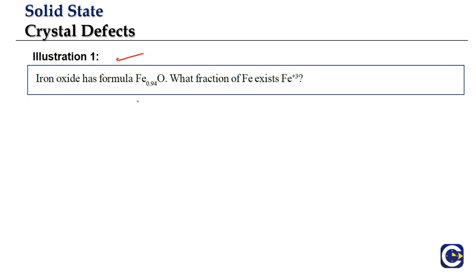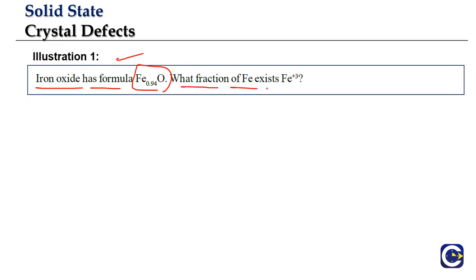This is a very standard model of question. Iron oxide has a formula Fe0.94O. Means the proportion is what? For every 1 oxygen, we are having 0.94 proportion of iron.